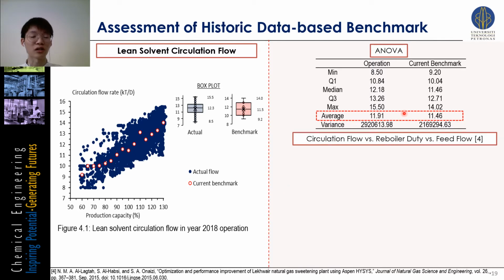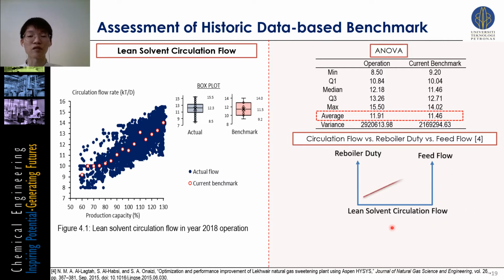Here I present you the relationship between the circulation flow, reboiler duty, and also the feed flow. According to study, the lean solvent circulation flow actually has a linear relationship with the reboiler duty and also the feed flow. Right now, let us shift back into this graph. We can see that yes, the current benchmark has a linear relationship, but there are a few spikes here which are not consistent. This is spike 1, spike 2, and also spike 3.